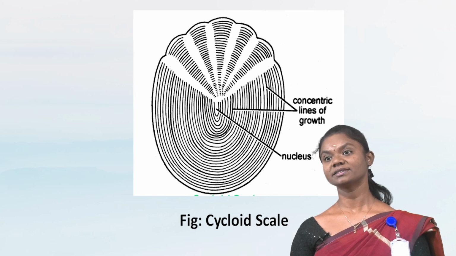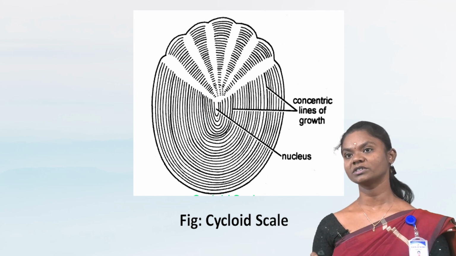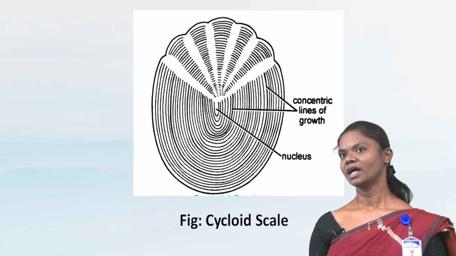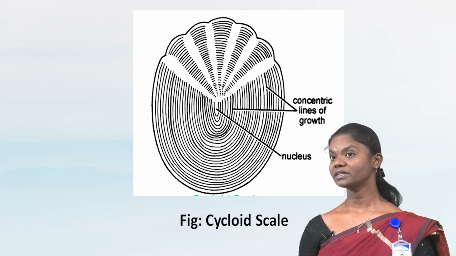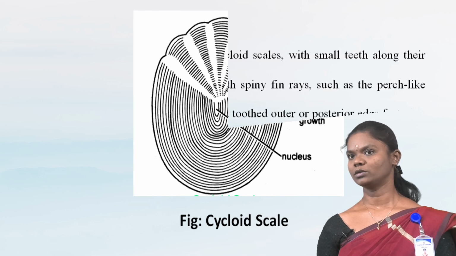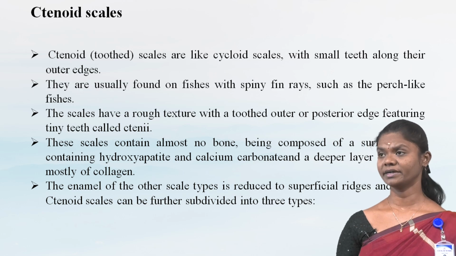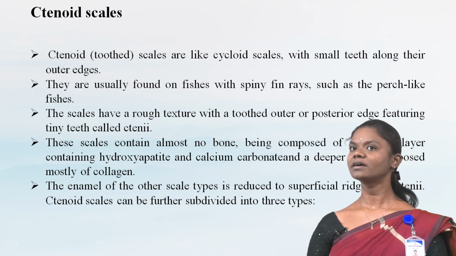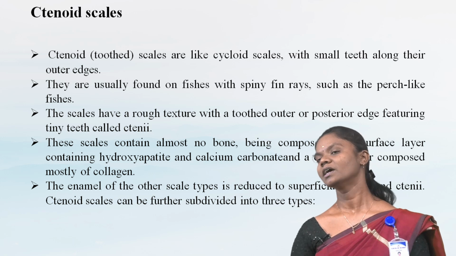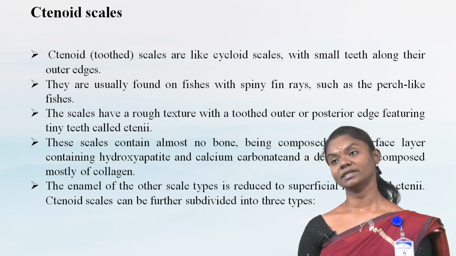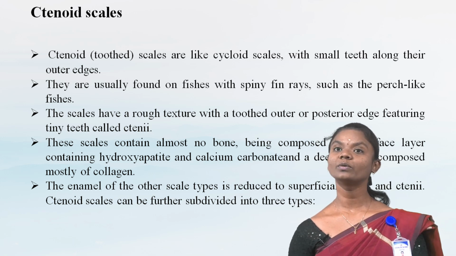And yeah, this is a cycloid scale. The center portion is present as the nucleus, and the outer rings show concentric lines of growth. Then ctenoid scales. The ctenoid scales are like cycloid scales with small teeth along their outer edges.